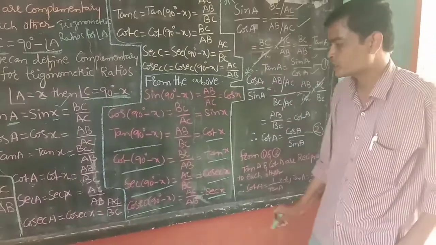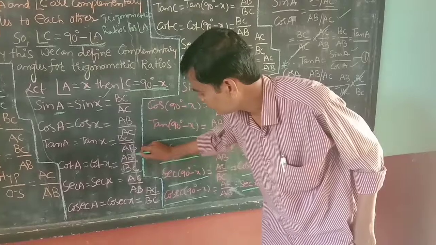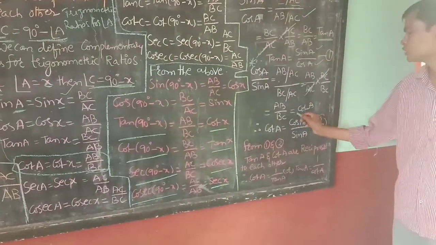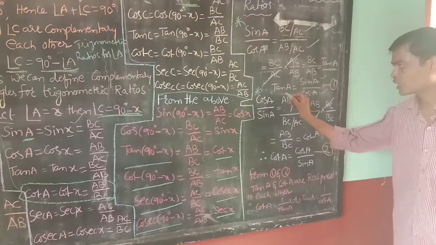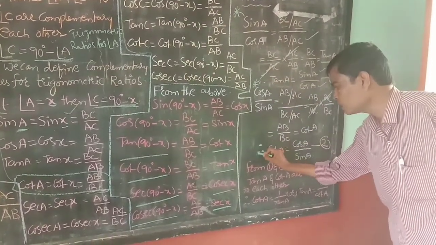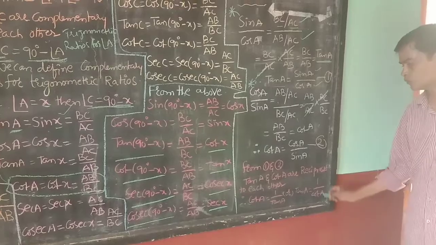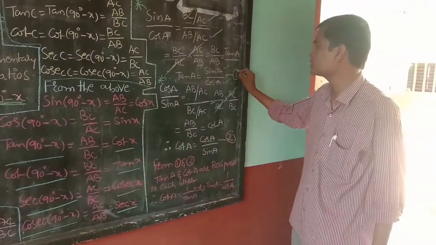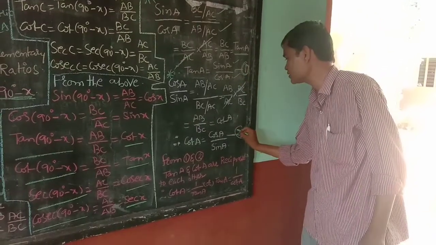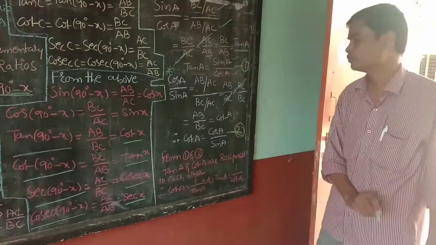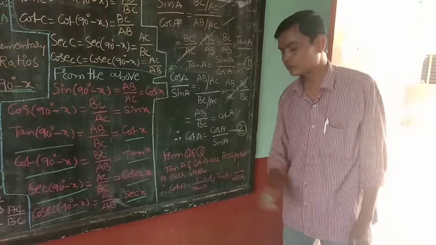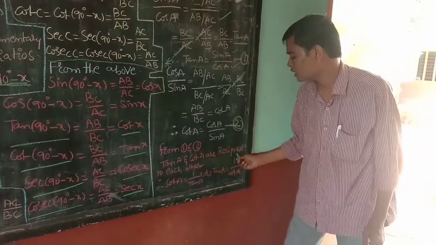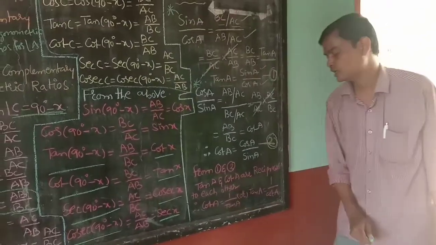AB by BC is what? Here you see, AB by BC is equal to cot A. Therefore, that is equal to cot A. So finally, what can we conclude? Cot A is equal to cos A by sin A. Here I have marked this as 1 and this as 2. So from 1 and 2, tan A and cot A are reciprocals of each other.